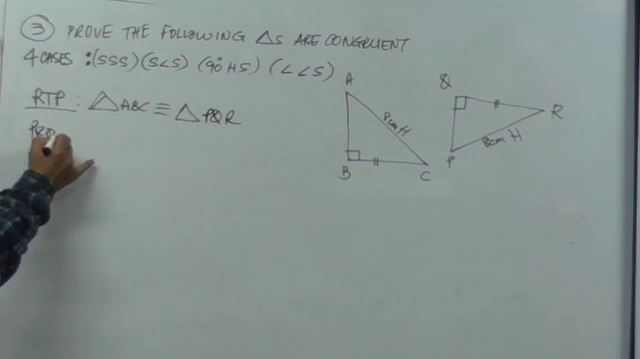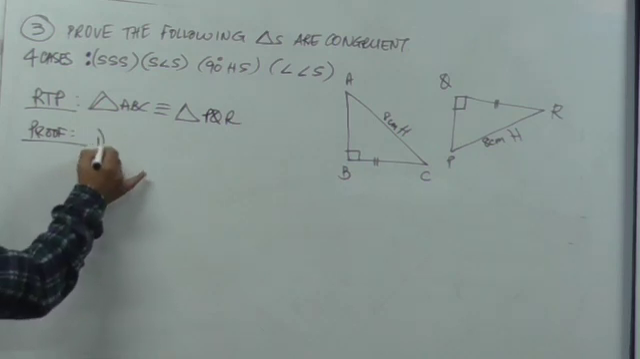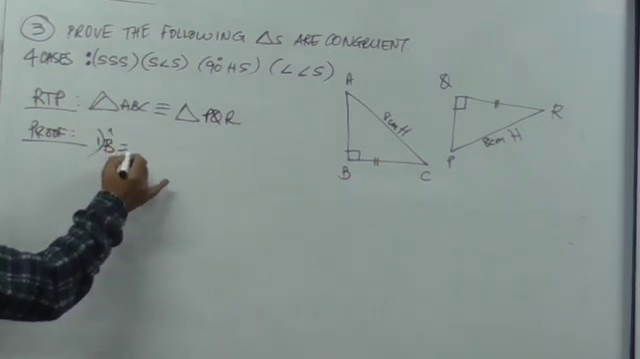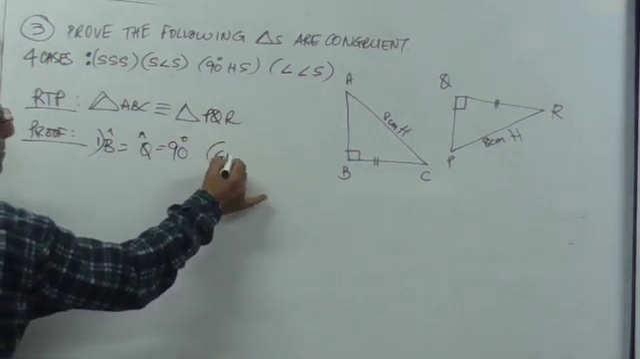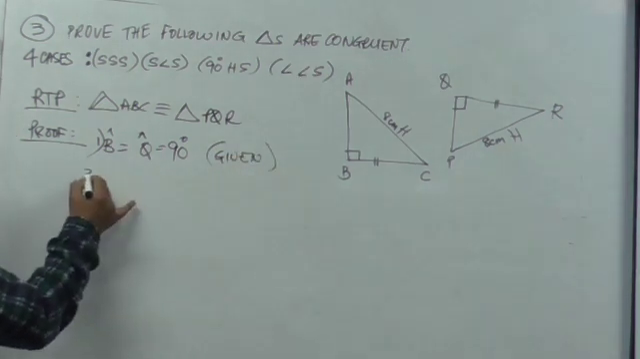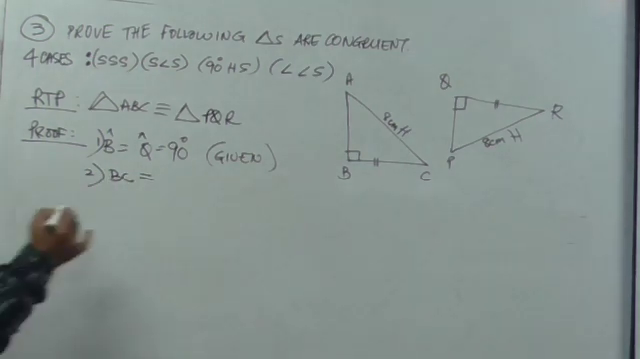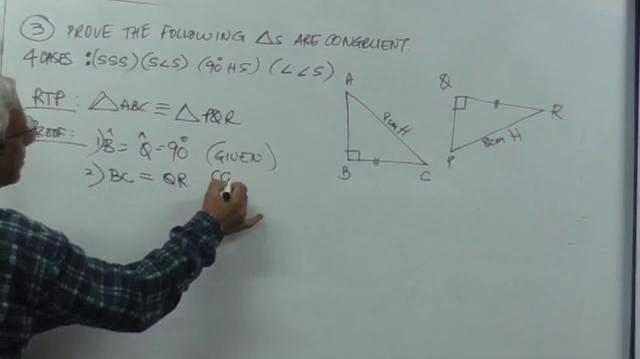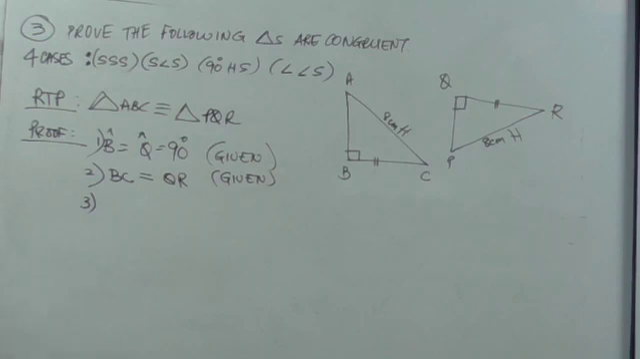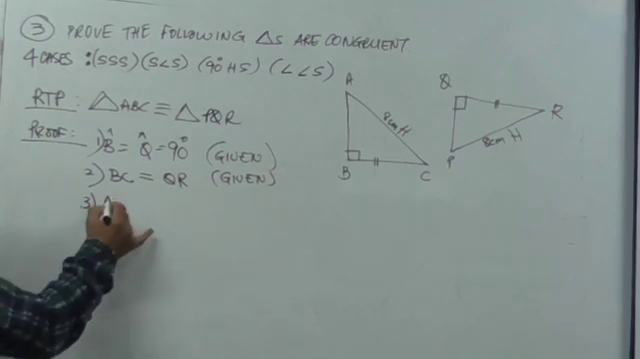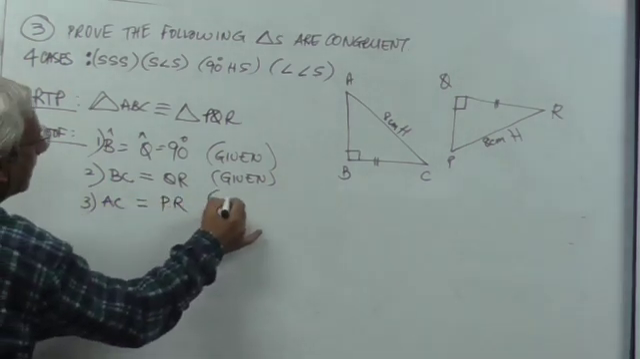Proof. You can start any way you like. Suppose I start with the angle. I say angle B is equal to angle Q is equal to 90 degrees. Reason, it's given. Number 2, BC is equal to QR. Reason, that was also given. And number 3, AC, which is the hypotenuse, is equal to PR, and that was also given.